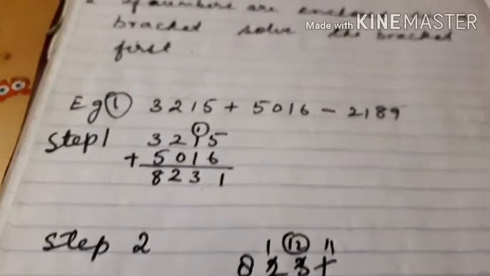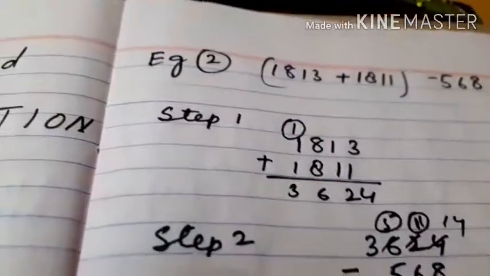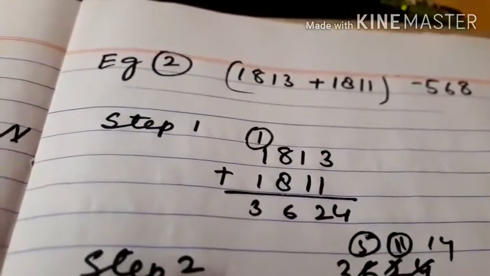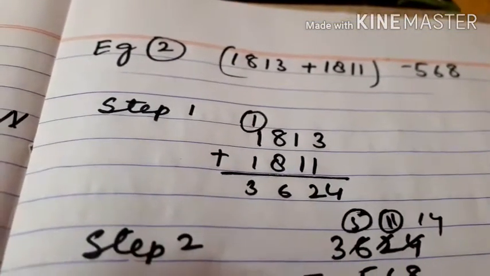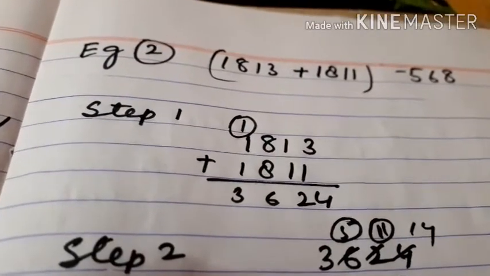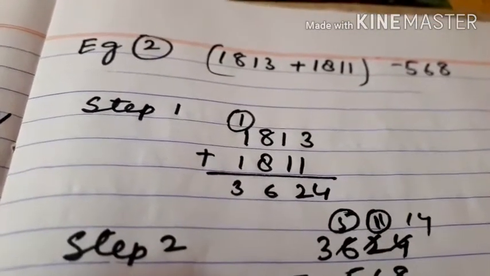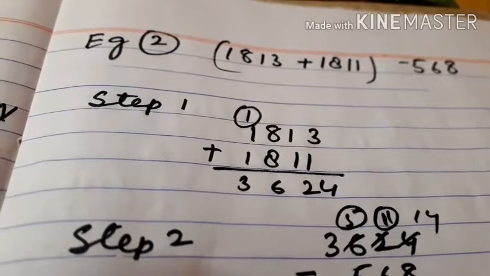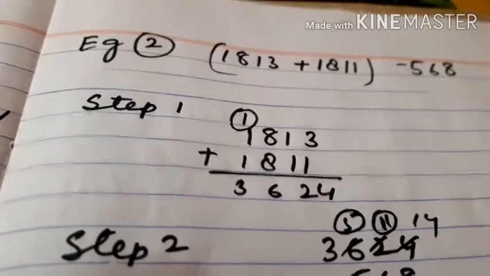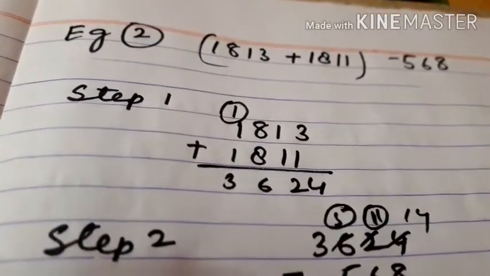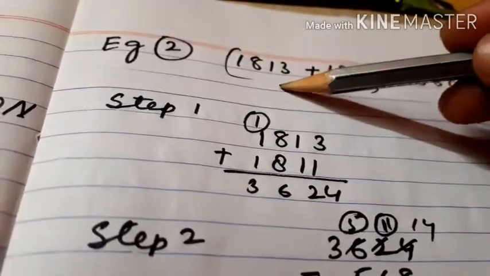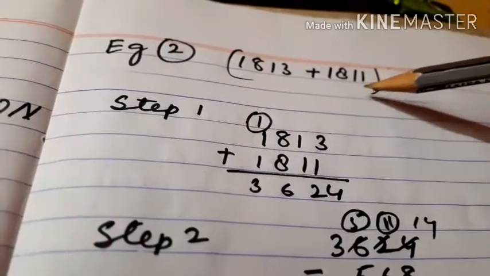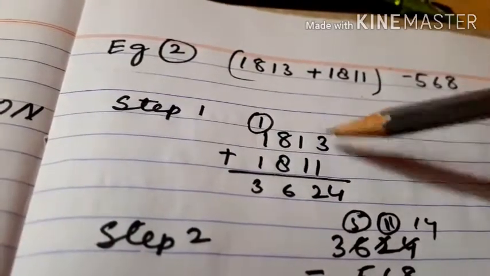Now look at the second example where the numbers are enclosed in a bracket. The question is 1813 plus, in a bracket, 1811, and then minus 568. So what is the rule? When the bracket is given, we will solve inside the bracket first. What is given inside the bracket? 1813 plus 1811. We will add these two numbers.